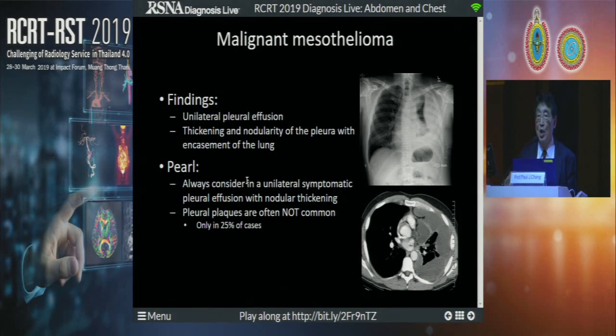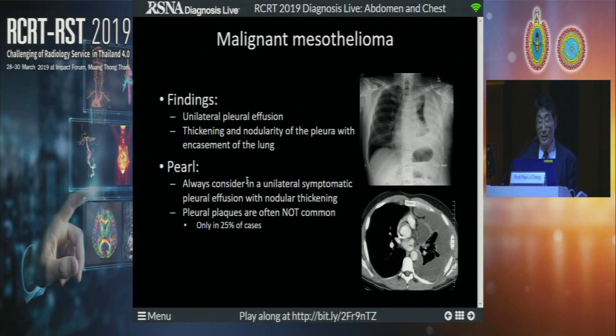The key take-home message is be very wary, be very worried about unilateral loculated pleural effusions. That's usually a bad sign. That's not a good sign. So that's a take-home message. I don't care if you think it's mesothelioma or whatever. That's not the important thing.